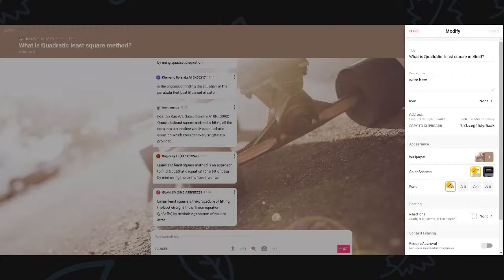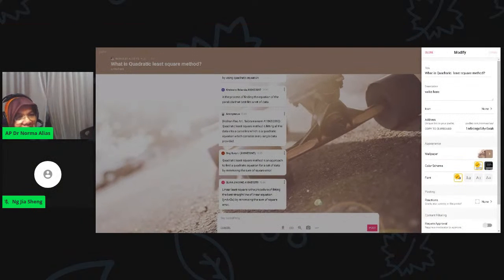And then Kwa Jin Z said that the linear least square method is a procedure of fitting the best straight line, the linear equation y equal to a plus bx, by minimizing the sum of the square. Okay, good. All the answers are good, but I want to ask a question: whether you went to the exercise or not. I'm worried about that one.